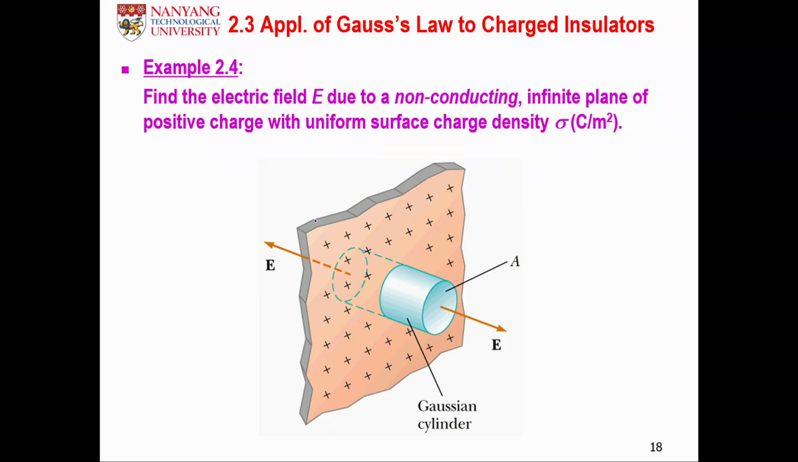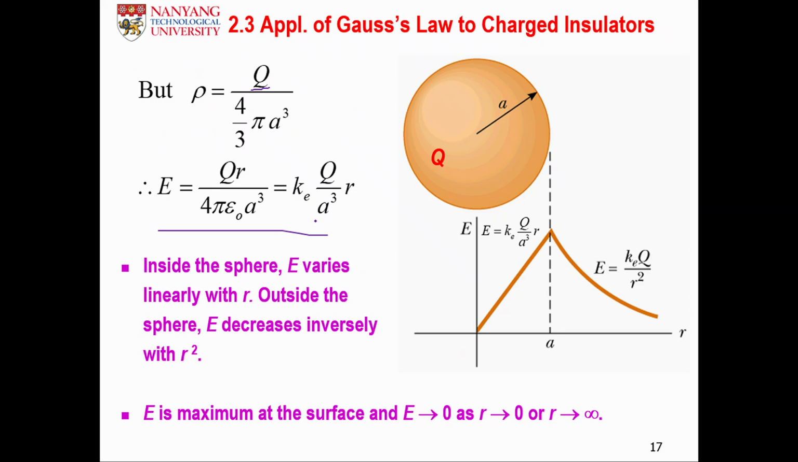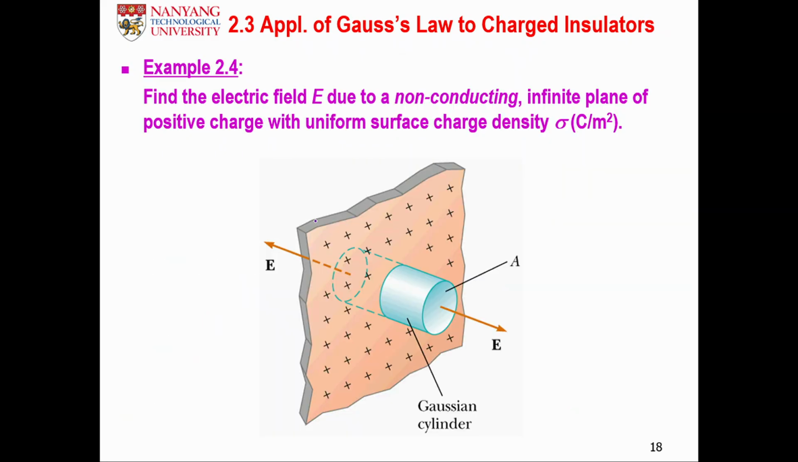I think we have one more example. Actually, once you understand the general logic, this case can be quite similar. It asks you to determine the electrical field E due to a non-conducting insulator, an infinite plane of positive charge with a uniform charge density of sigma. Right? So again, the very first thing you need to do is to construct a Gaussian surface. And in this case, a proper Gaussian surface should be this kind of Gaussian cylinder.